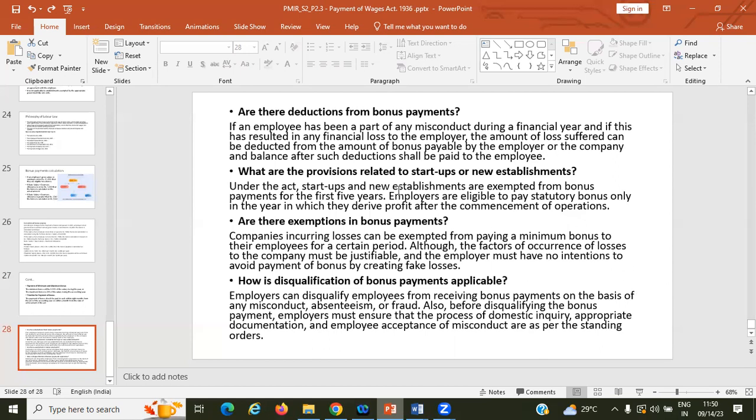So another thing is a startup company and new company. Under this act, startup and new establishment are exempted from bonus. They are not going to allow, or they have exemption. Someone has started a new company or a very small startup company, they are exempted from giving the bonus to their employees as per the act.